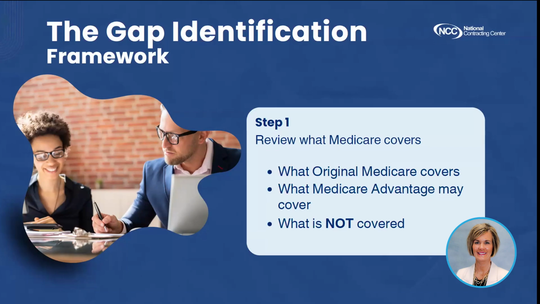In the beginning of adding in cross-selling, we also like to suggest this three-step gap identification framework. Step one would be review what Medicare covers, and you can always make a quick cheat sheet for that if you choose to do so. Step two, ask the discovery questions, and we will be glad to provide those questions for you. Step three, identify the risk and offer the protection. Okay, now let's walk through each step.